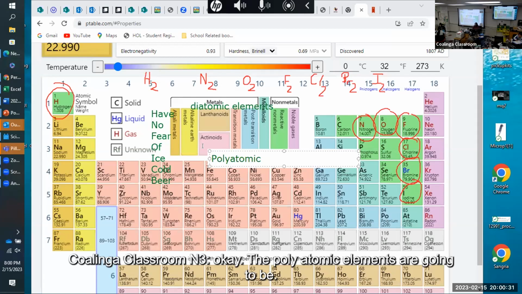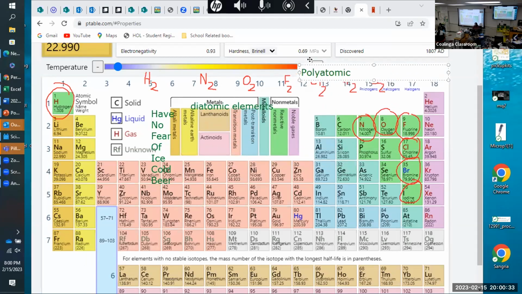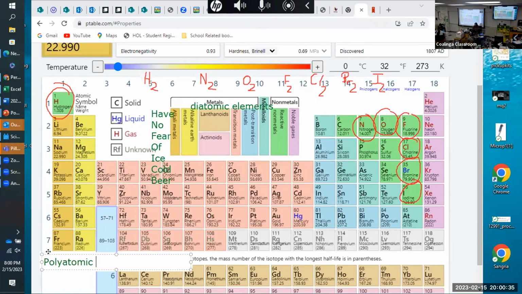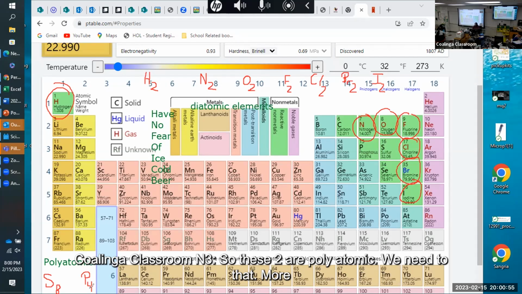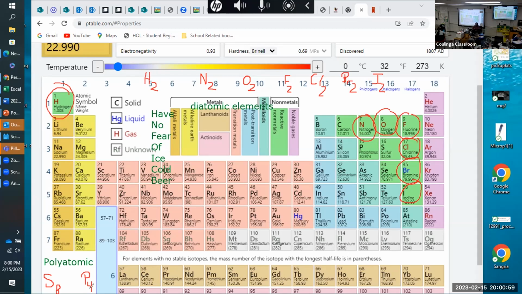Okay, the polyatomic elements are going to be sulfur 8 and phosphorus 4. So these two are polyatomic, meaning that they have more than 1 or more than 2.